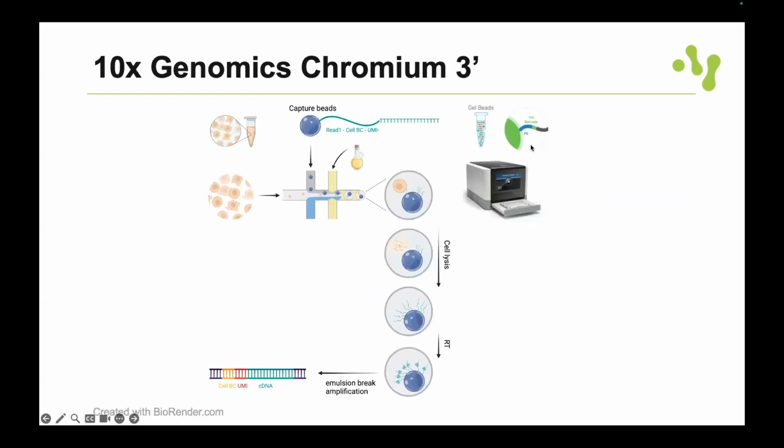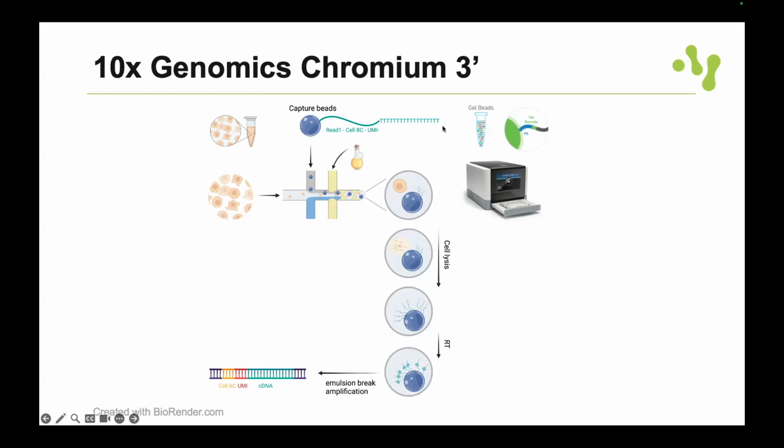Now we'll switch to one of the most commonly used methods, the 10x Genomics Chromium 3' method. Here, the cell suspension is loaded into an instrument called a Chromium instrument. What this instrument does is take the cells into an oil and create a suspension where there are mini aqueous droplets in the oil, and also capture beads coming into this stream.